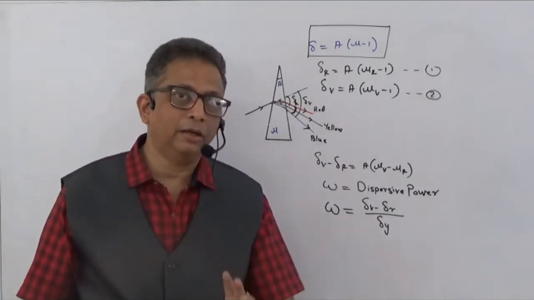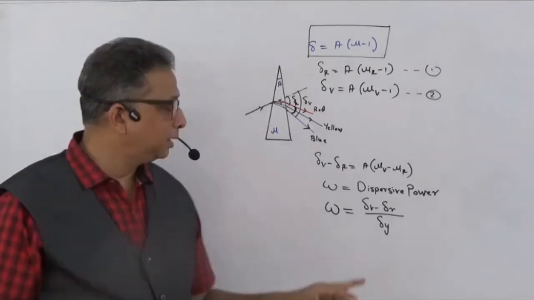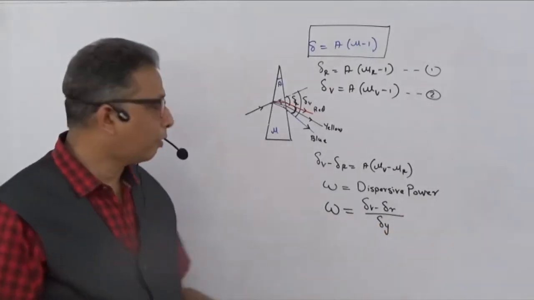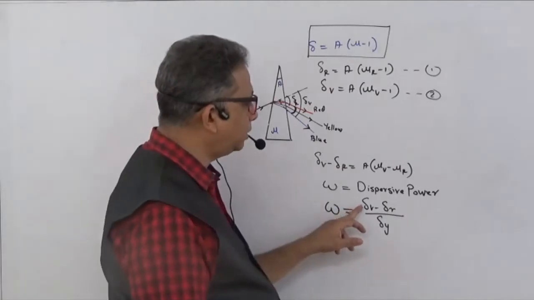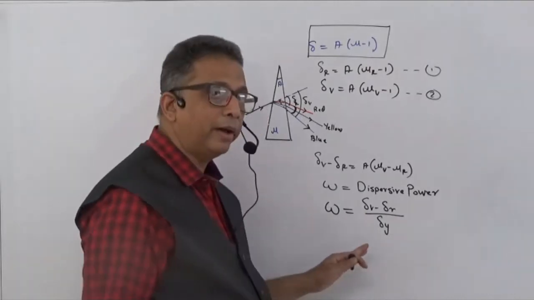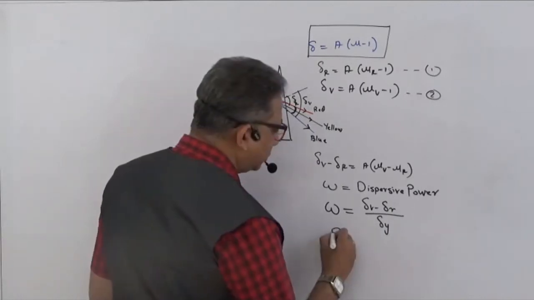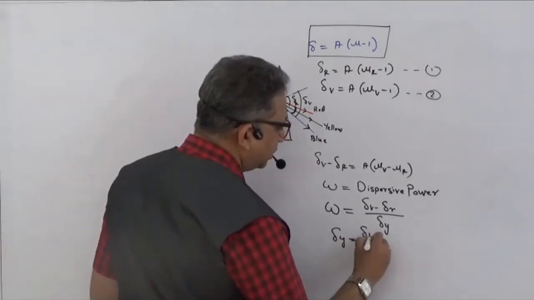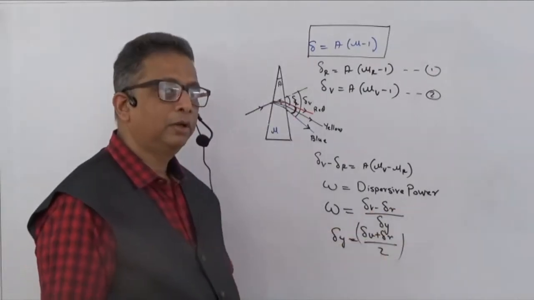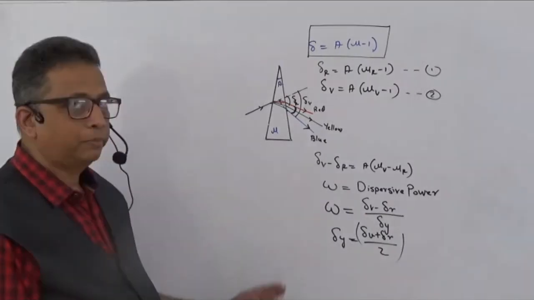As I have said, we are not taking yellow from the pattern or arrangement of colors, but as the mean of the deviation of violet and red. If I take the mean of violet and red and divide by 2, I will get dY. Many times in problems, dY is not given to you, and they expect you to find the dispersive power. So dY can be rewritten as (dV plus dR) upon 2. We have taken the mean deviation of violet and red. So here the dispersive power of a prism is given.